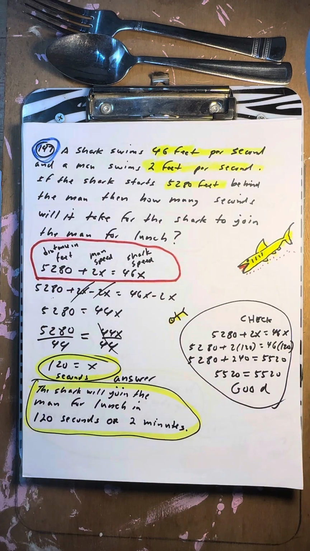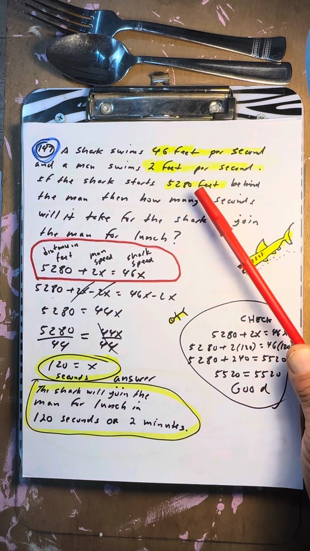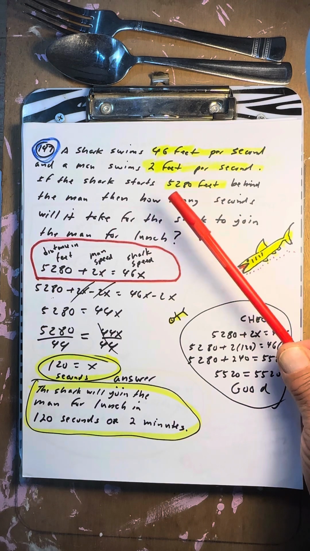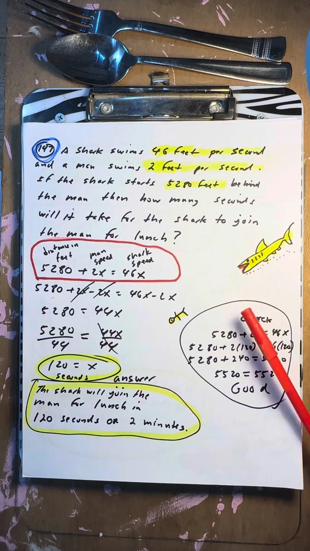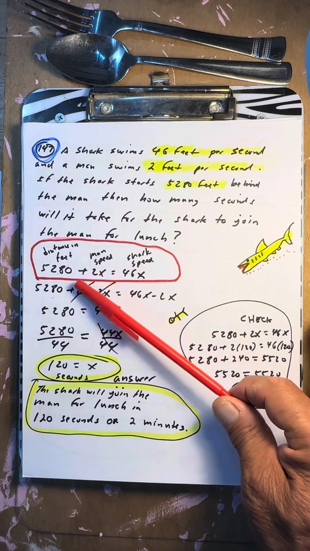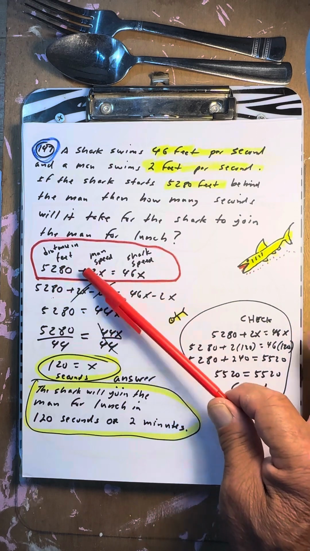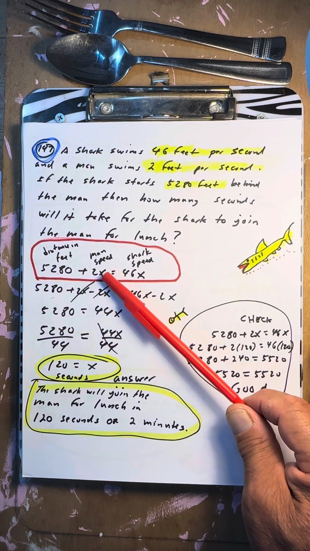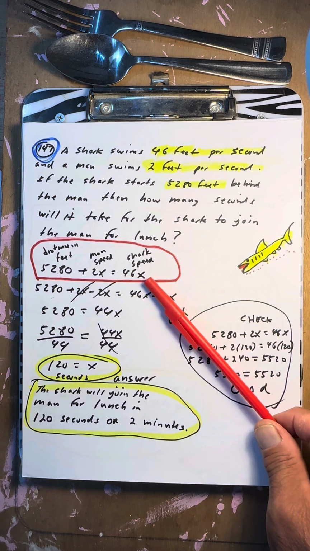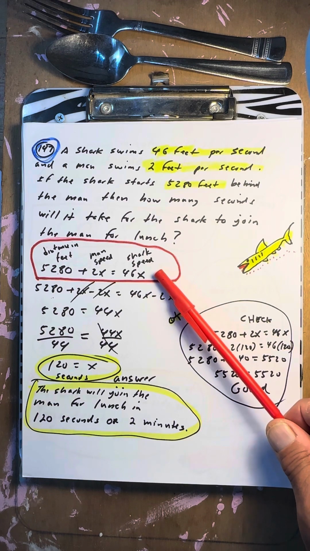All right. A shark swims 46 feet per second, and a man swims 2 feet per second. If the shark starts 5,280 feet behind the man, then how many seconds will it take for the shark to join the man for lunch? All right, so the man has a lead of 5,280, swimming at 2 feet per second. The shark is swimming 46 feet per second. So now, when will they meet?